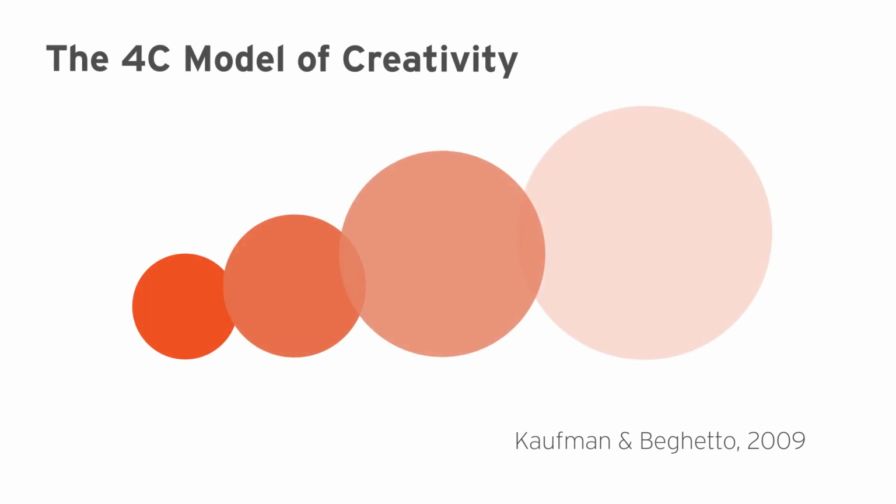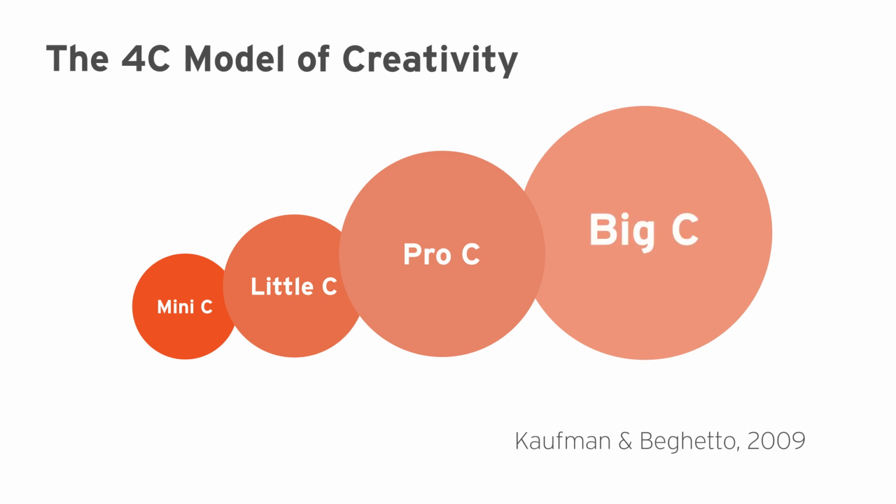In 2009, James Kaufman and Ron Beghetto introduced the 4C model of creativity, which proposed mini C as outcomes that are limited to the individual. Little c outcomes where the impact is felt or recognized by others in the immediate environment. And pro C creativity, which expands beyond the creator's environment and leads to long-lasting systematic change throughout a field or industry. And finally, there's big C creativity, which is the outcomes that have a significant impact in the world and endure beyond the life of the individual.